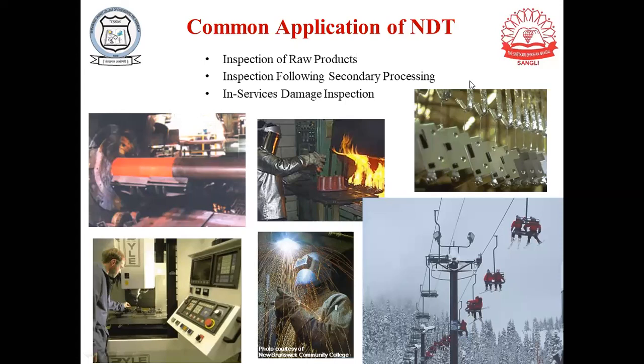Second thing is inspection following secondary processing. That means something like after casting or after making some raw products, when you are going for say machining. Maybe if you are going to make a certain shape on a lathe machine, the simplest machine I will consider. In that case, before going for the operation on the lathe machine, you can check the component for any defect. If there is any defect present in the component, you can reject that component and take a new component for your processing. Okay, this is one thing.